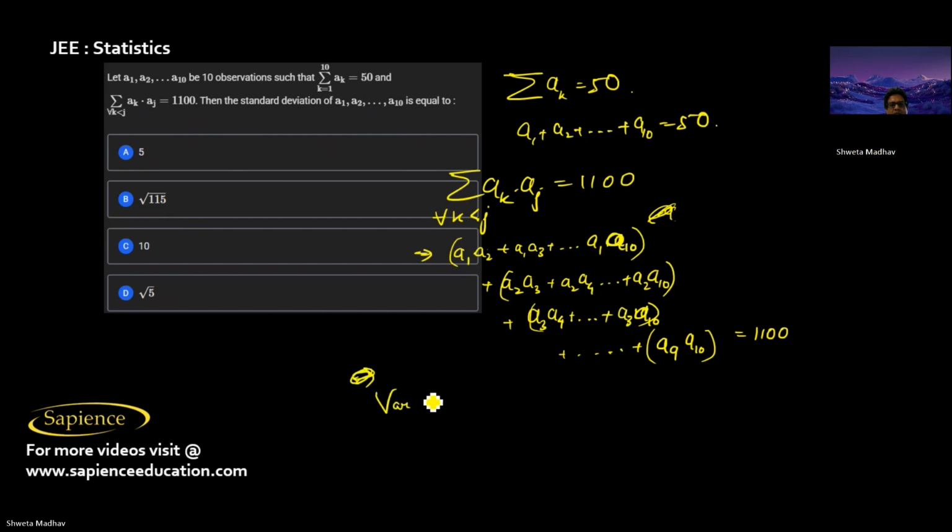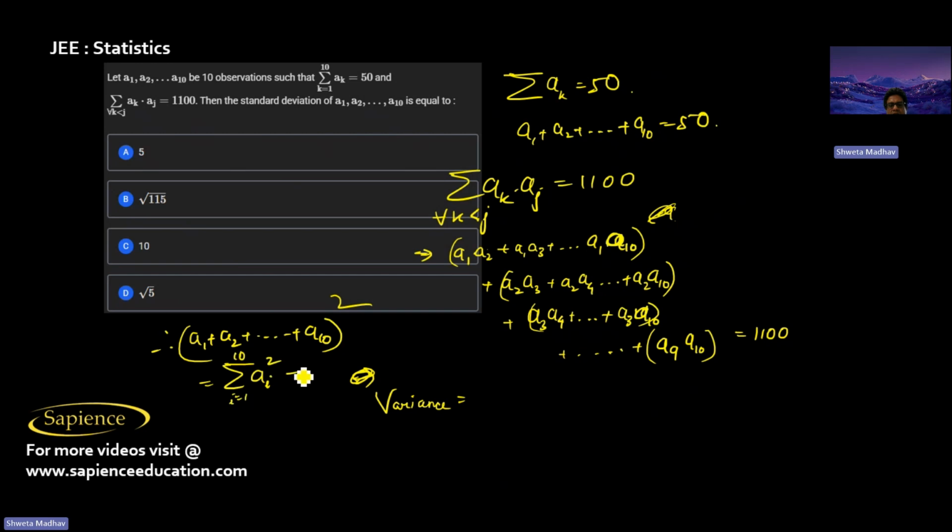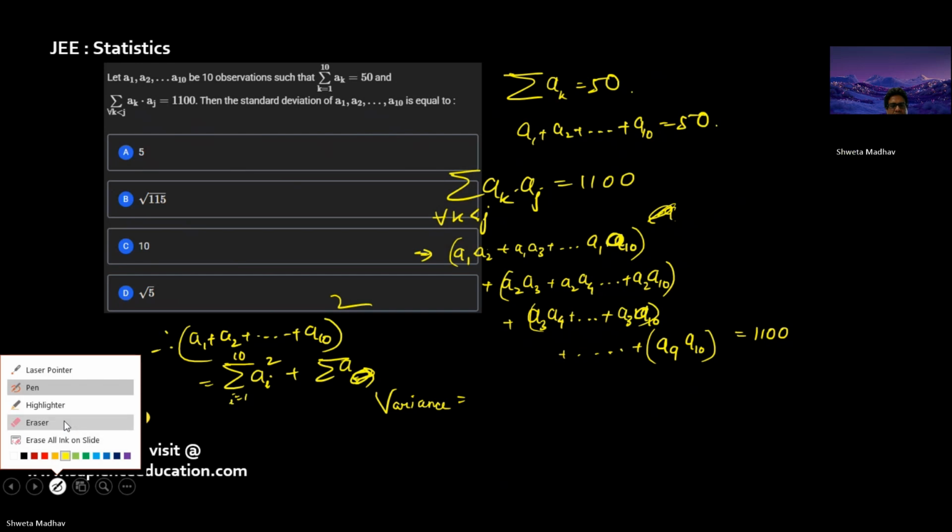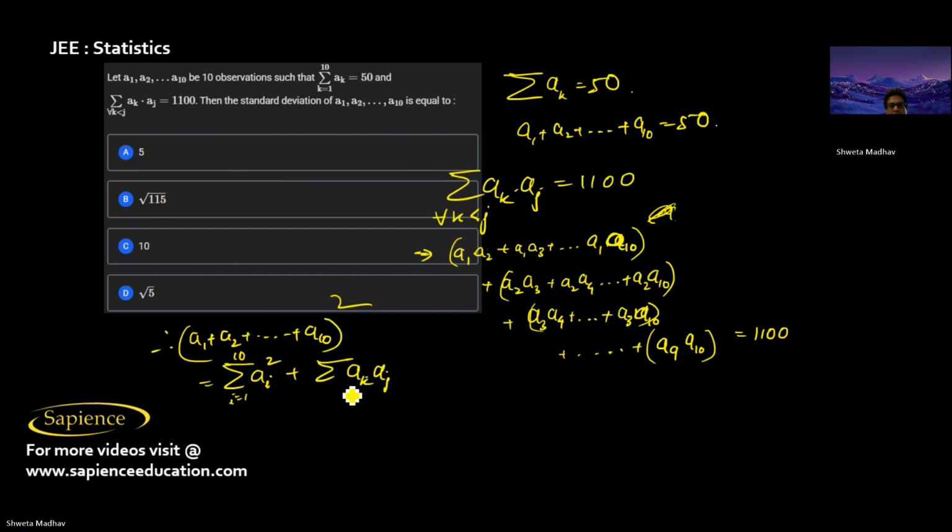Variance, we know, is equal to this. Therefore, if we take the whole square of a1 plus a2 plus up to a10, this will be the sum of the squares of all these, summation of ai squared, i from 1 to 10, plus twice the summation of ak aj for all k less than j, where k and j go from 1 to 10. So this value has been told.